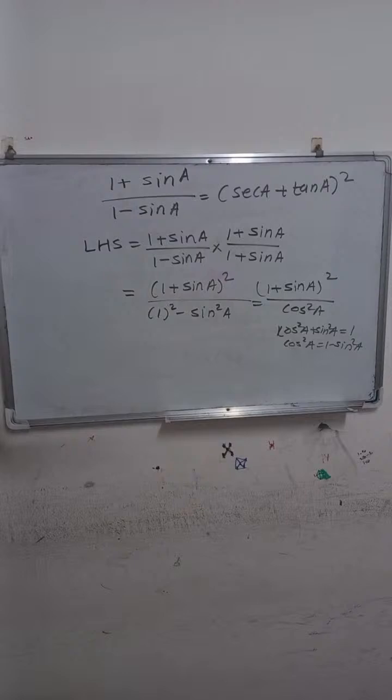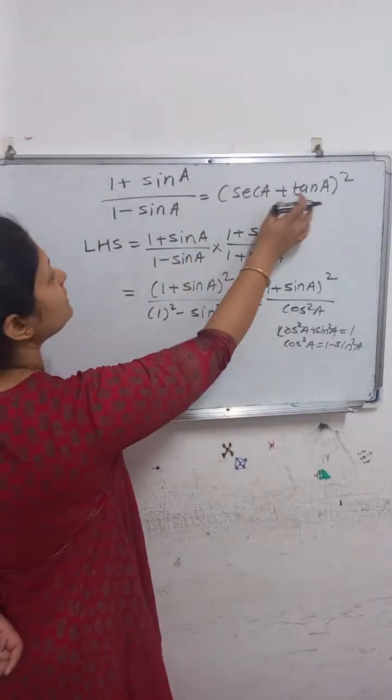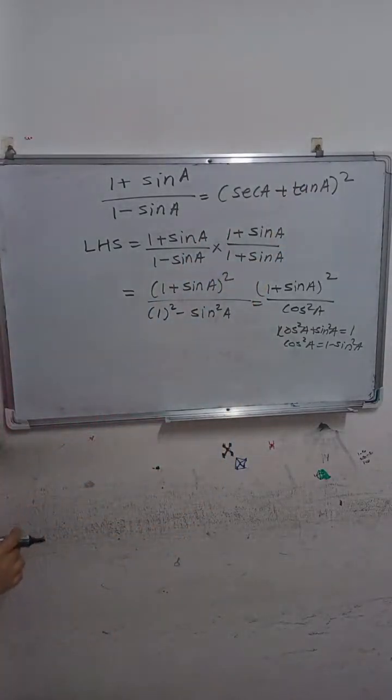Once we did this, then what we can do? Now I want the answer sec A plus tan A. Sec A plus tan A. Then how can we simplify this?